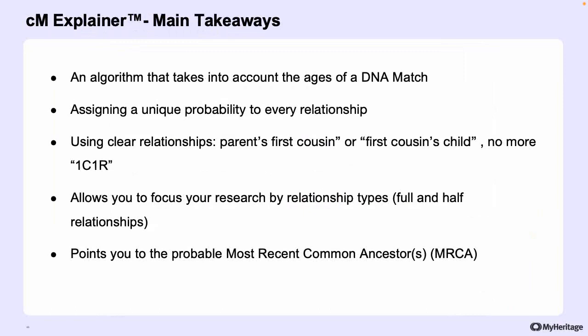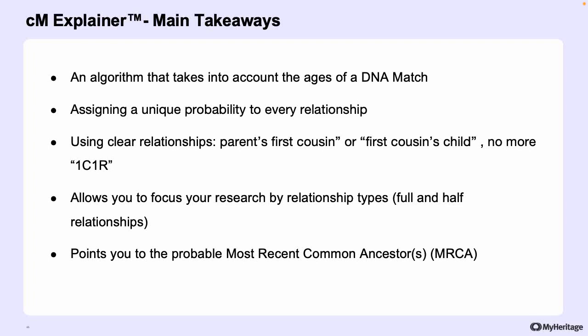Okay, so main takeaways regarding the CM explainer. The CM explainer has an algorithm that takes into account the ages of a DNA match, not just the shared DNA. It is able to assign a unique probability to every relationship type. It uses clear relationships, no more 1C, 1R, 2C, 3R, once removed, twice removed, where is the removed? We clearly say parents' first cousin or first cousin's child. So it will be easier for you to understand where to look.